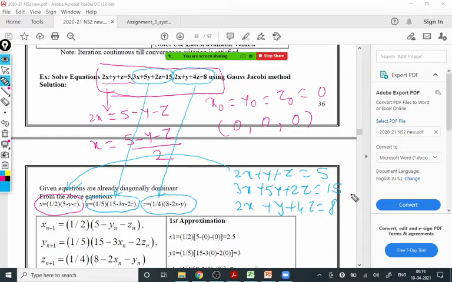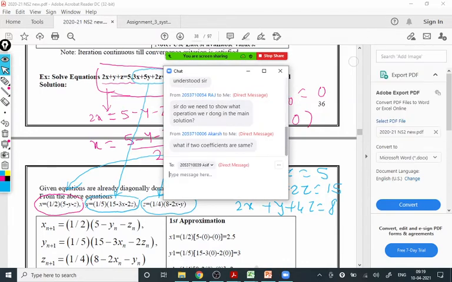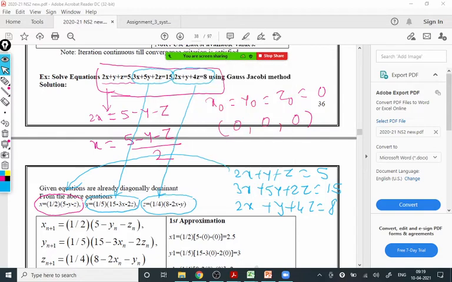So that was about the iteration method there. Sir, there is a doubt, sir. Yes. Sir, you wrote x naught is equal to y naught is equal to z naught is equal to 0. Correct. Because these are iterative methods, we should assume some solution to this system.